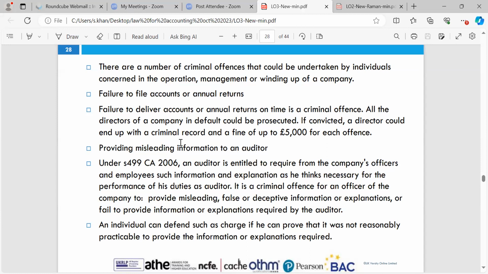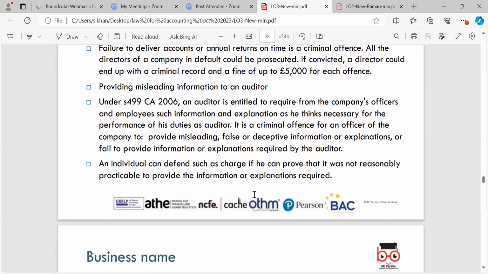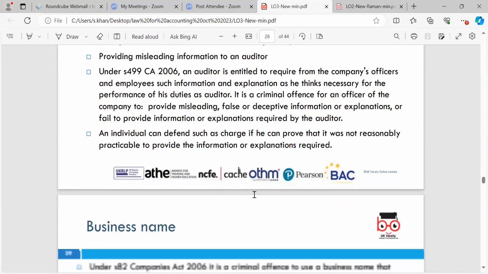It's interesting, though. There are a number of criminal offences that could be committed by individuals concerned in the operation, management, or winding up of a company. Failure to file accounts or annual returns, or to deliver them on time, is a criminal offence. All the directors of the company in default can be prosecuted. Providing misleading information to an auditor: under Section 499 of the Companies Act 2006, an auditor is entitled to require from the company's officers and employees such information and explanation as he thinks necessary for the performance of his duties as an auditor. It is a criminal offence for an officer of the company to provide misleading, false, or deceptive information or explanations, or fail to provide information or explanations required by that auditor.